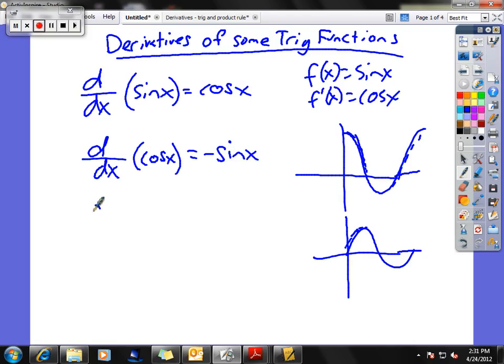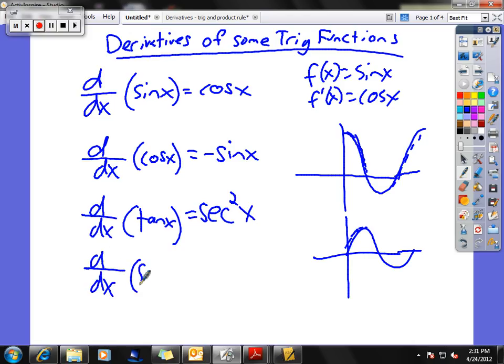We got a couple more here I want to give you. The derivative of tangent x is secant squared x. And the derivative of secant x is secant x tangent x. Don't forget the c on secant x.